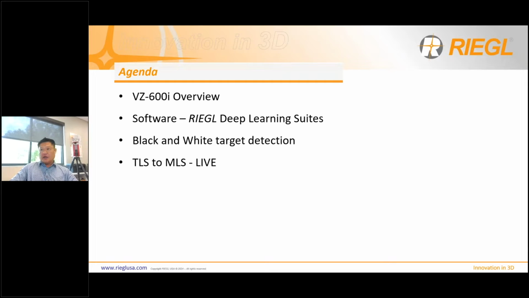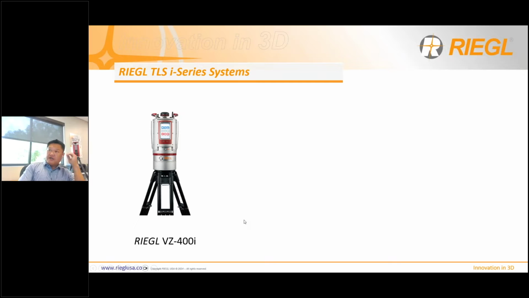And then last, I have a project that I've been working on just for this particular webinar. Nothing too elaborate, but the project I will show will answer all your questions. I think those that have seen my title and those that are logged in probably want to stick around for the last part, the TLS to MLS. Not much wording, but you'll see it at the end if you stick around. Okay, let's go ahead and get started with the 600i.